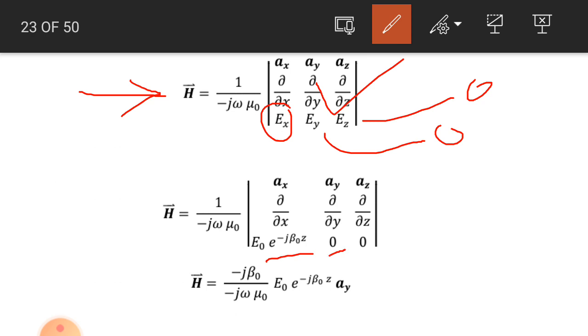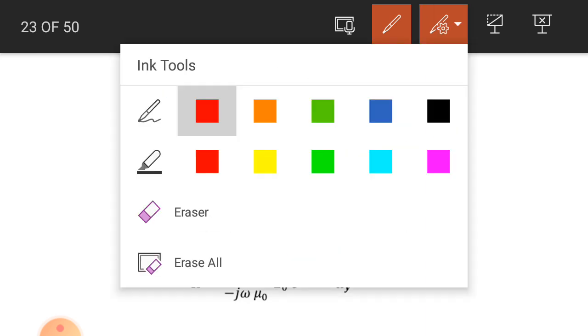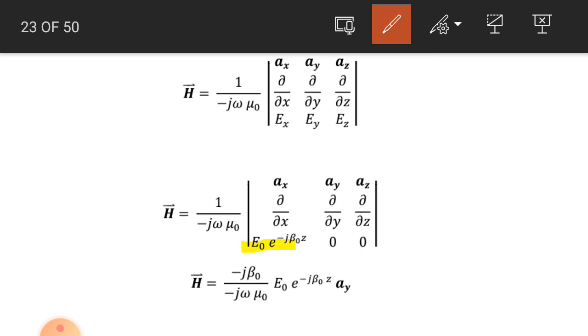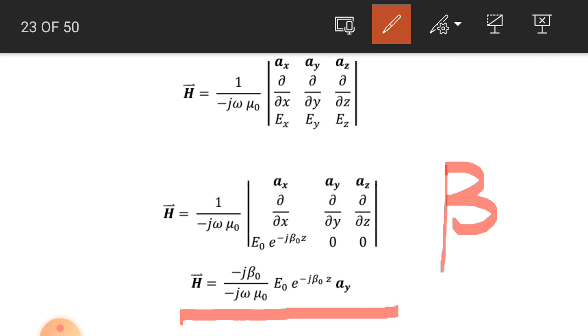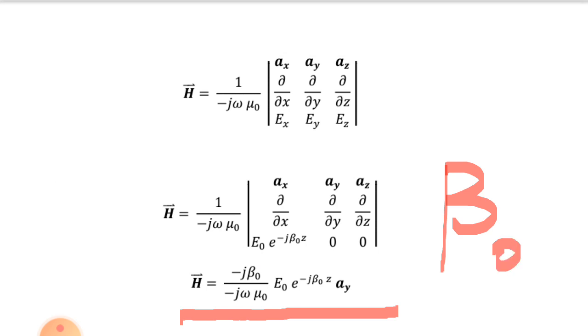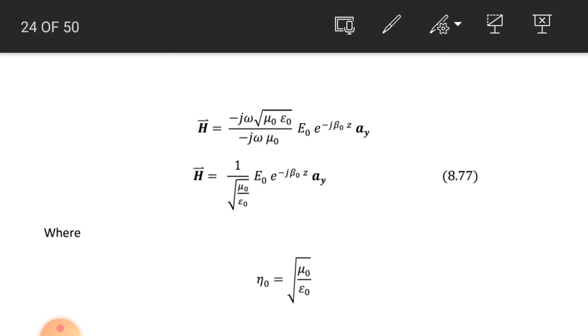We put the value of the X component of the electric field intensity in the first row of this determinant, where the Y component is zero and the Z component is zero as well. So if we expand this determinant, the expansion gives you this particular equation. And what we do, we put the value of beta naught in this equation. What is the value of beta naught? The value of beta naught is omega under root mu naught epsilon naught. This is the value of beta naught.